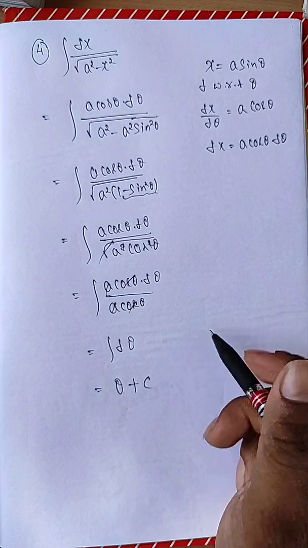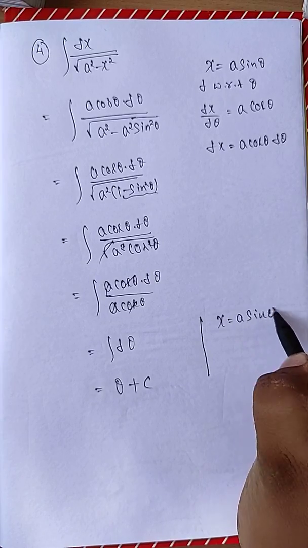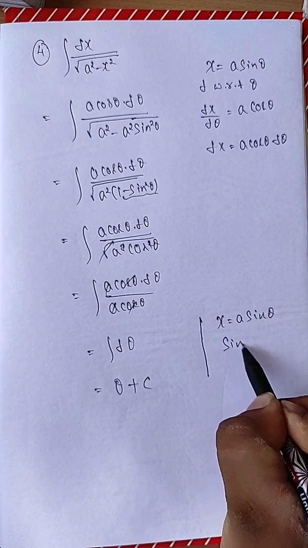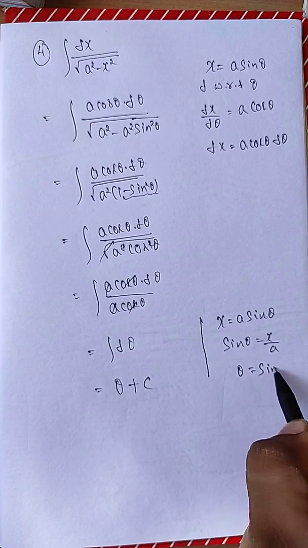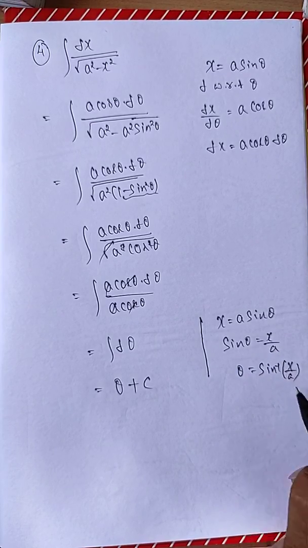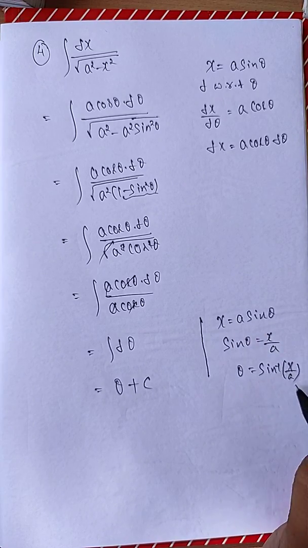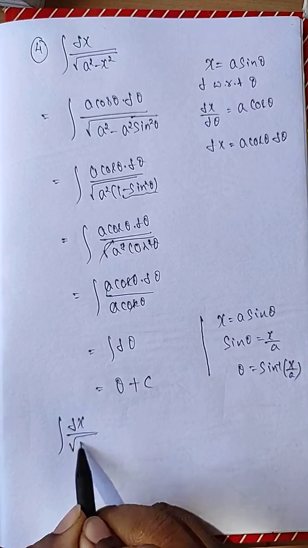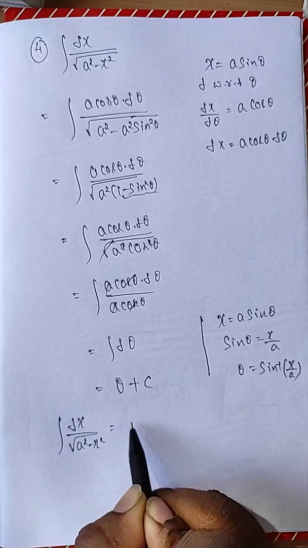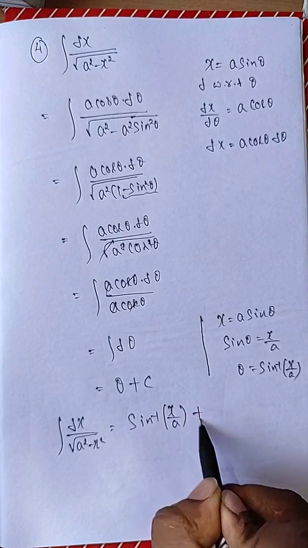So what is theta now? We already know that x is equal to a sin theta. So sin theta is equal to what? x by a. So theta is equal to sin inverse x by a. Is it clear? a is in the denominator, when sin comes to this side, what happens? It becomes sin inverse. Right? Theta is equal to sin inverse x by a, which means integration of dx by root of a square minus x square is equal to sin inverse x by a plus c.